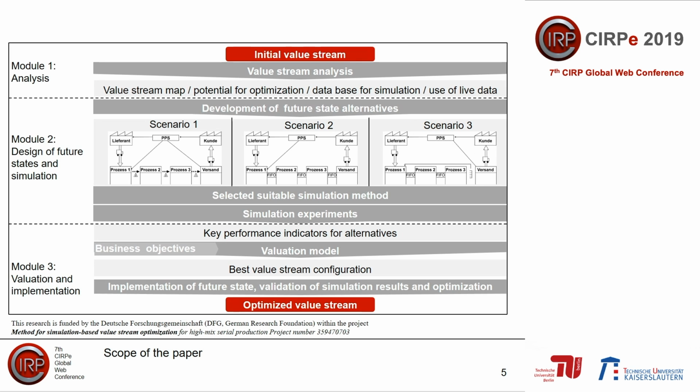And that is why we are working right now on the method for simulation-based value stream optimization. So we are looking at the value stream analysis as well as the value stream design, and we are selecting simulation methods to simulate and quantify the best design options that we can get in our different design alternatives within the value stream design process. The aim of this paper would be to show you the valuation of different future state alternatives and how you can choose the best one out of different alternatives.